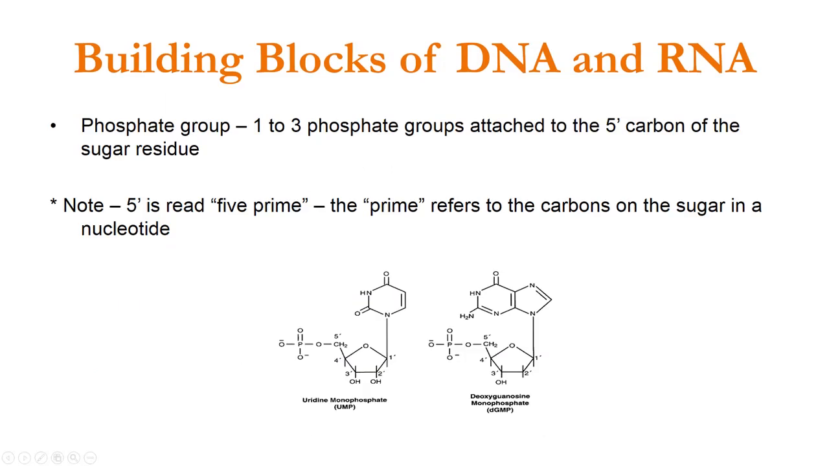And then finally, the third component of a nucleotide is a phosphate group. So you can have 1 to 3 phosphate groups, and they're actually going to be attached to the 5' carbon on that sugar molecule. So in this case, we've just got 1 phosphate group, but it can have up to 3. Okay, so it can be a mono, di, or tri phosphate.